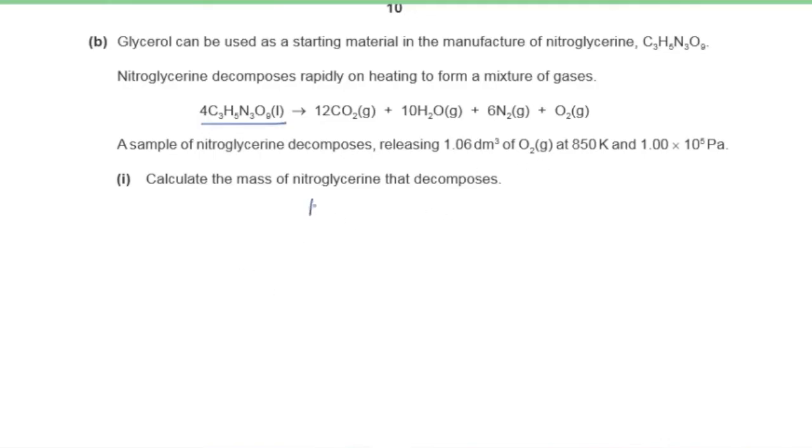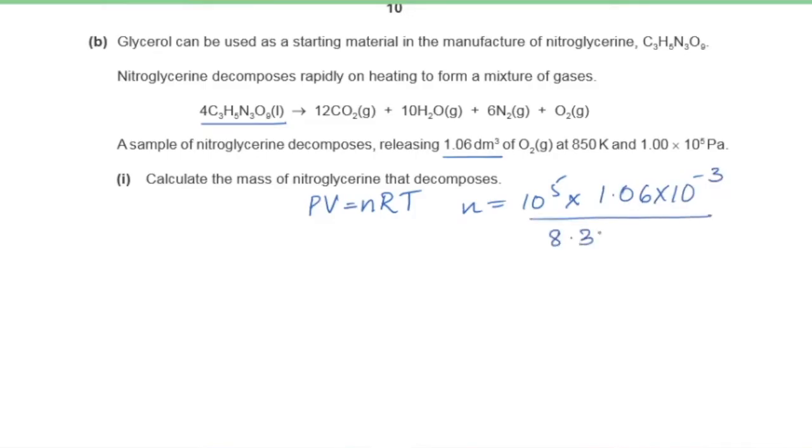So for any ideal gas, the equation is PV equals nRT, where n is the number of moles, and that equals pressure multiplied by the volume. The volume is in dm³, so we must convert that to m³, so that it becomes 1.06 × 10^-3 m³, divided by 8.314, which is a constant value, multiplied by the temperature 850 kelvins. And we find the number of moles of oxygen being formed as 0.015 moles.